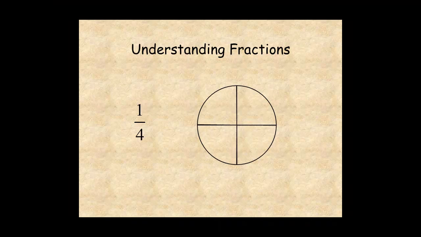For another example, here's a circle. If it's divided into 4 equal parts, one part is 1/4, 2 parts is 2/4, 3 parts is 3/4, and 4 parts is 4/4, which is equal to 1.